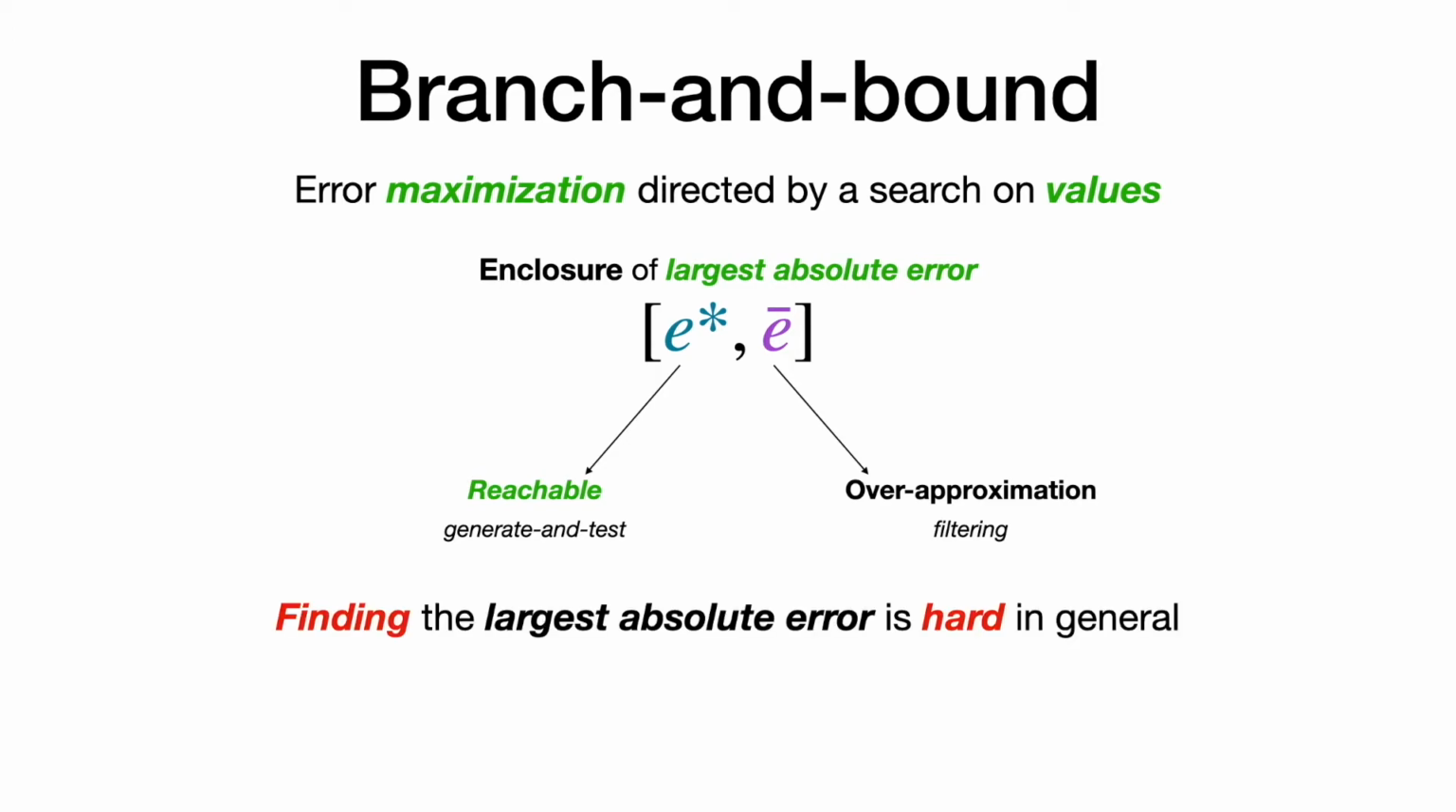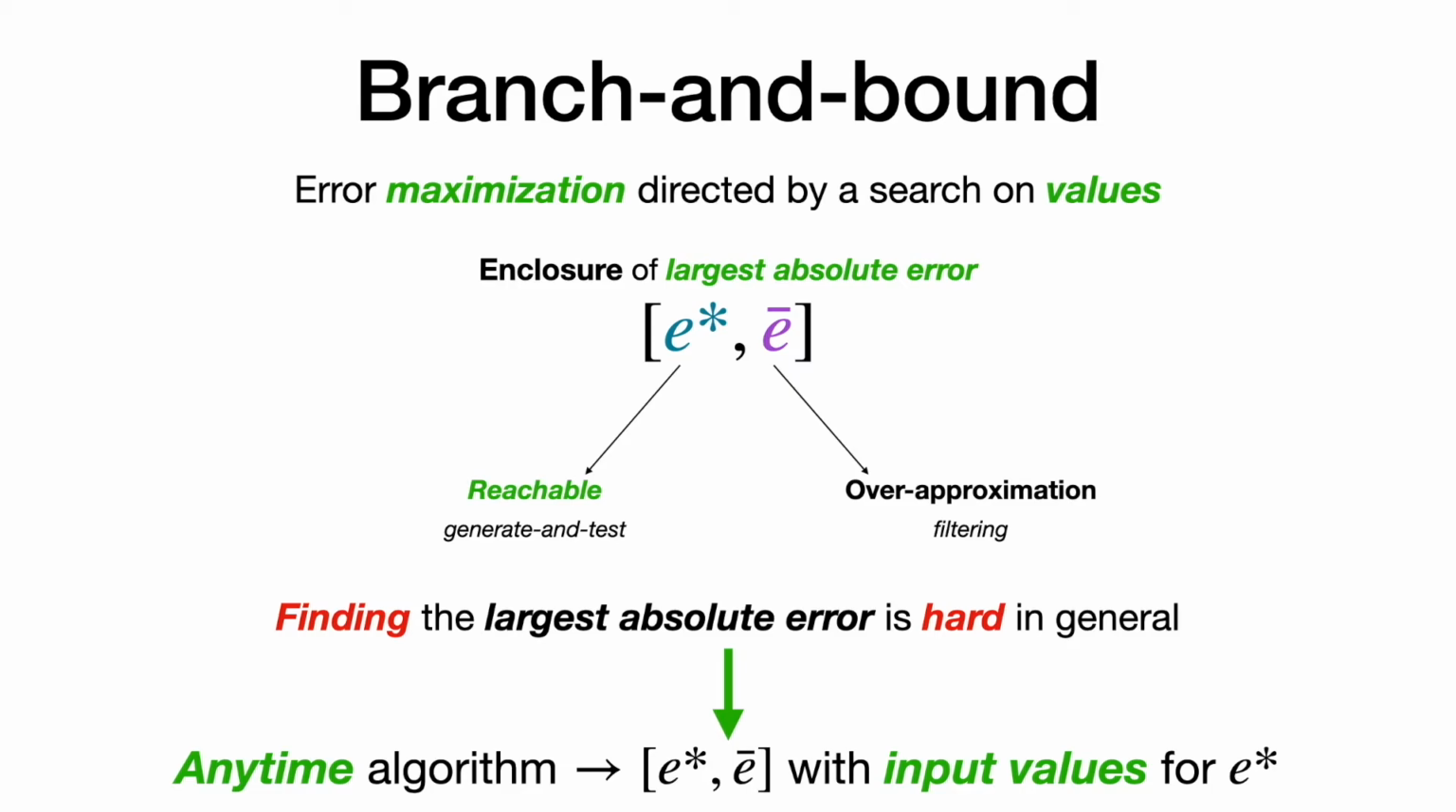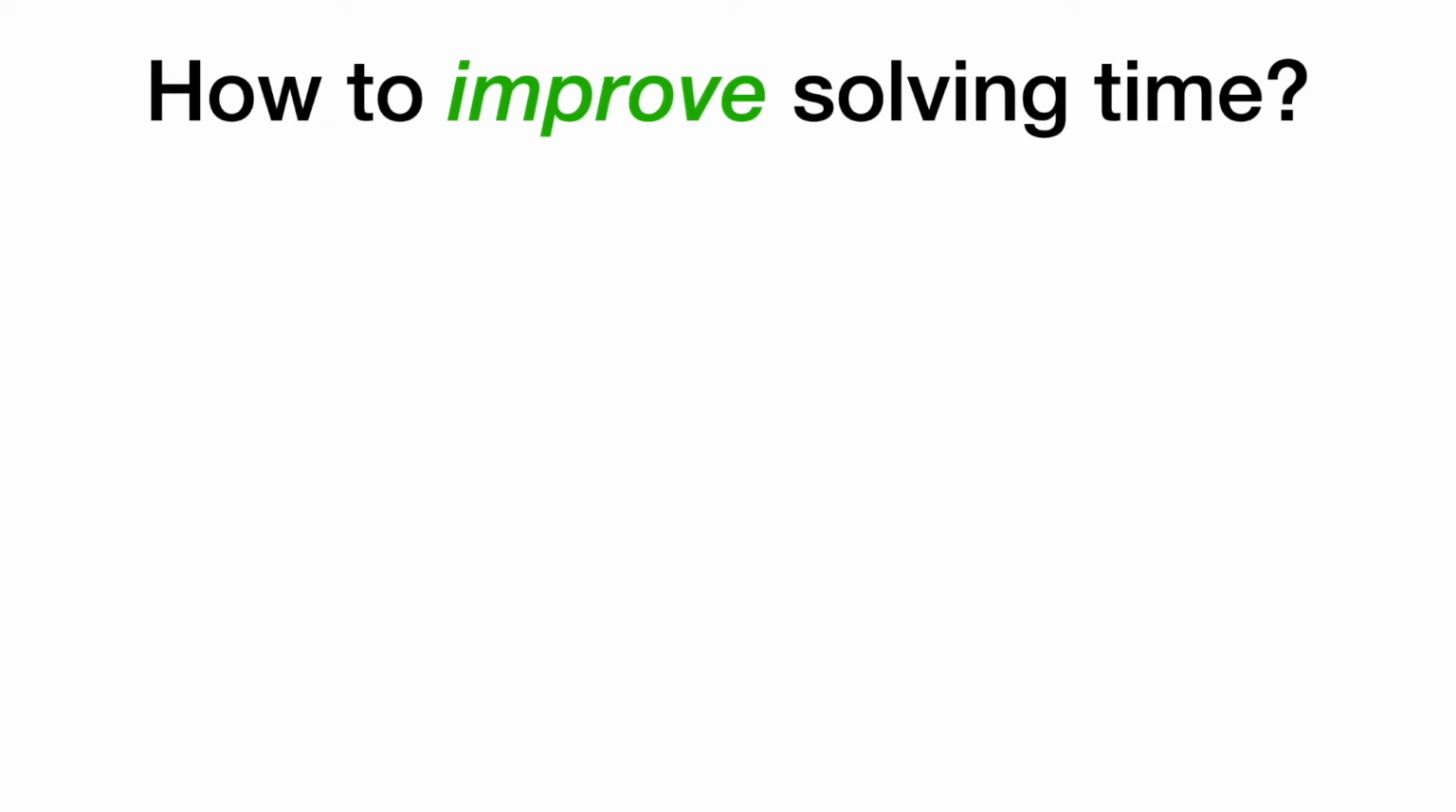But finding the largest absolute error is hard in general, because we may need to explore large parts of the search space, which can take a lot of time, and even resort to enumerating some of its values. Thankfully, we have an anytime algorithm, which means that we can stop it whenever we want to, and still get the enclosure computed so far with input values exercising the lower bound. Still, arbitrarily stopping our algorithm is not a good idea. So how to improve solving time and still compute good enough bounds?